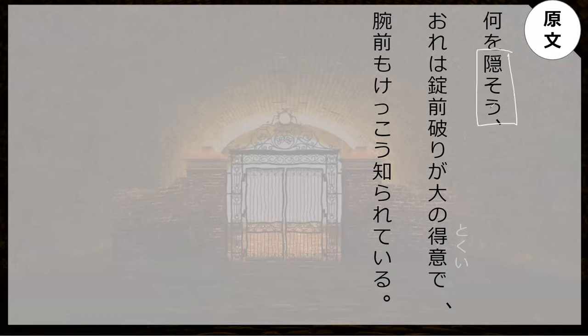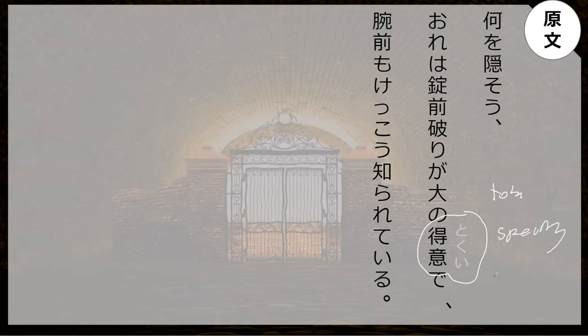And do you remember how to read this word? This is to normally hide. It ends with su. Yep, to hide, which is pronounced as what? Kakusu. You might have said that. Tokui means to be satisfied, but it can also mean your specialty. So specialty is the meaning in this context, like your strong point, what you're good at. Tokui.